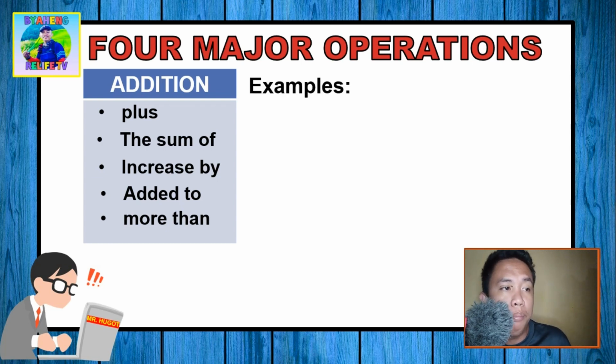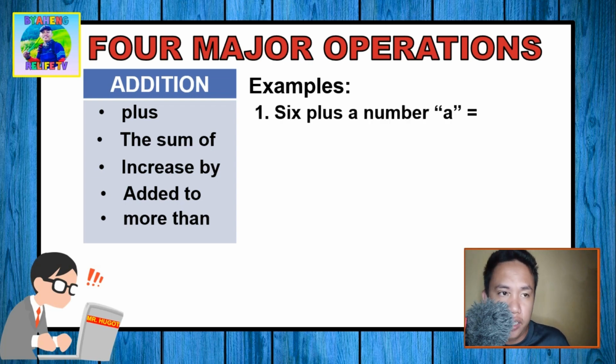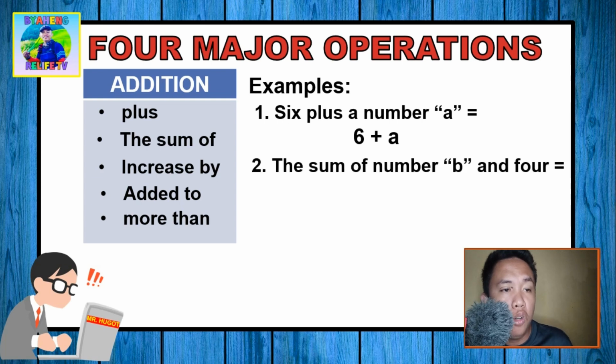So, let's have some example. For example, we have 6 plus a number a. So, in translating them into mathematical statement, we have 6 plus a. So, for number 2, we have the sum of b and 4. Translating them guys, we have b plus 4. So remember, nagpa-plus lang po tayo based sa ating operation guys. So we're translating words into expression or equation.